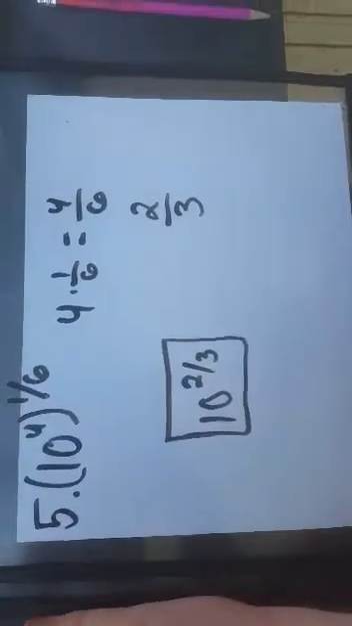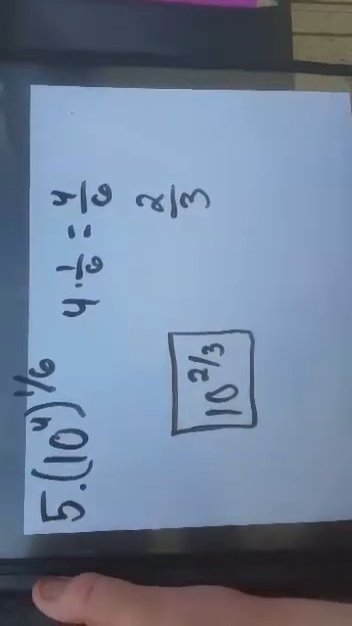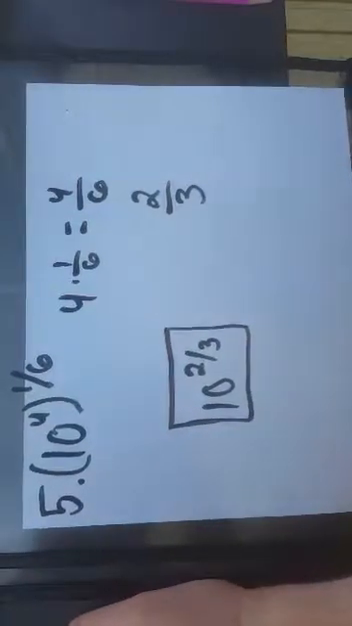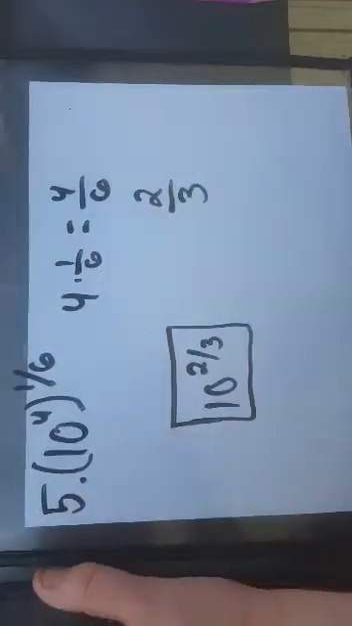Problem 5, you have to multiply the powers, which is 4 times 1 over 6, which equals 4/6. That simplifies to 2/3, so you take the 10 out, the answer is 10 to the 2/3.